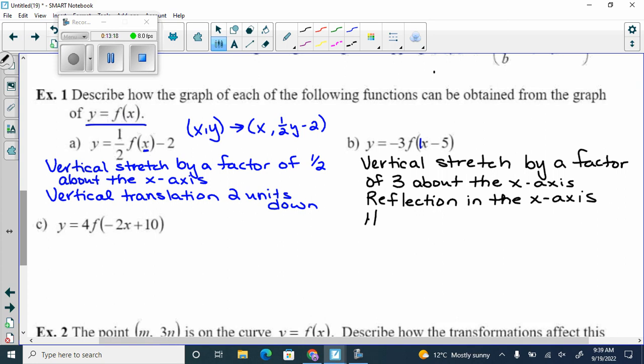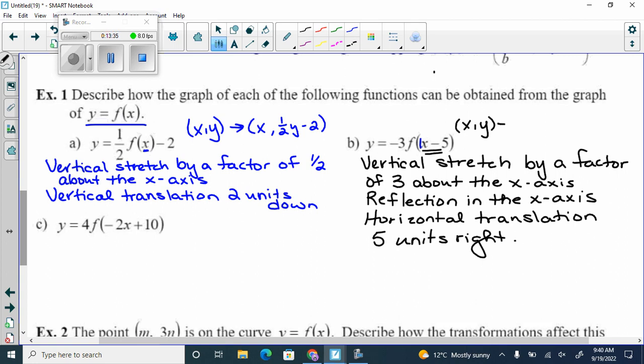And then a horizontal translation. Five units right. Now, it's the only thing that affects my x. So my x, y, I need to move 5 right. So I'm going to go x plus 5. And then any of the vertical or the reflections multiply, correct? The translations add, subtract. The reflections and the stretches multiply. So I have a vertical stretch by 3 and a reflection. So it's going to be negative 3 y.